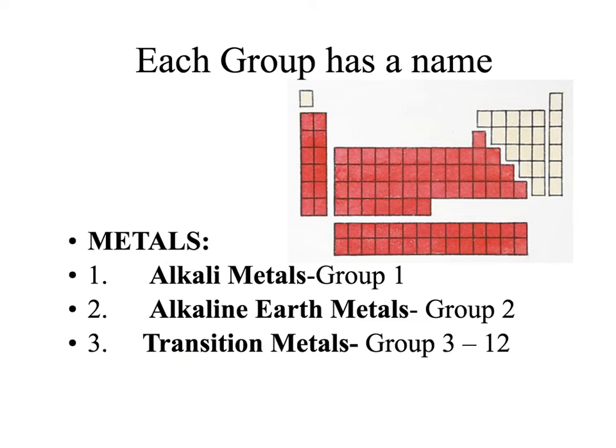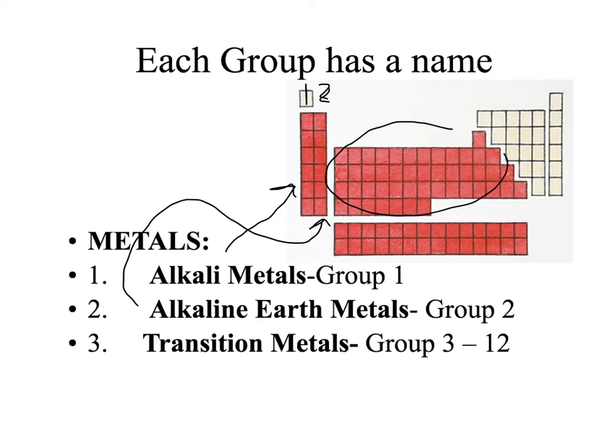For example, here are the metals. If you are in group 1 on the periodic table, you are considered the alkali metals. If you are in group 2 on the periodic table, you are considered alkaline earth metals. If you are in groups 3 through 12, this whole area is considered the transition metals. All of these are names given to the families because they have similar properties.